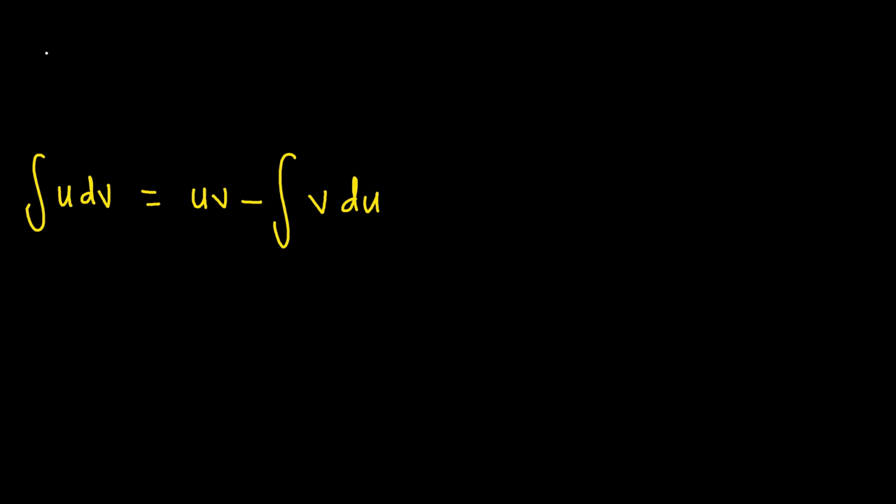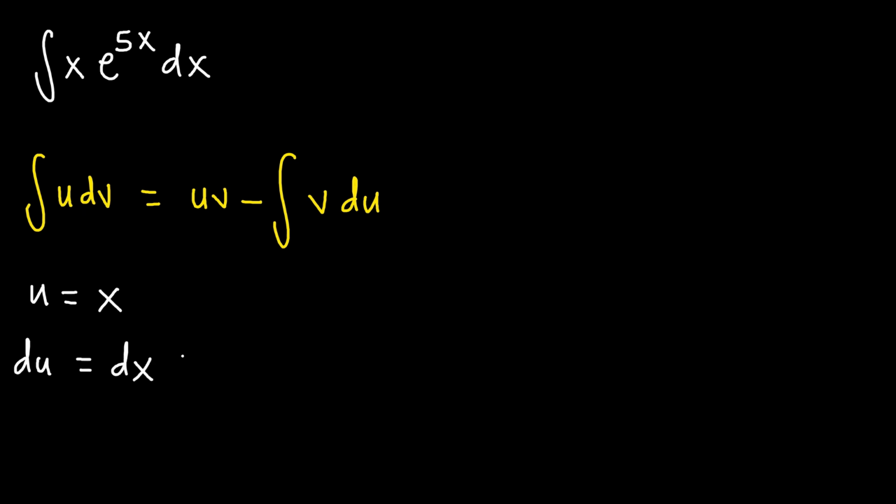Now you try out this. Solve the integral of x times e to the power of 5x dx. Once again, we cannot use u-substitution, so we shall use integration by parts. We shall set u to be equal to x, and if we differentiate this, the derivative of u, which is du, will be equal to the derivative of x, which is dx. And then we shall set dv to be equal to e to the power of 5x times dx.